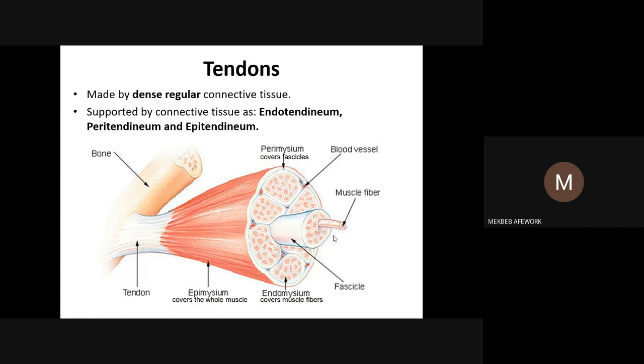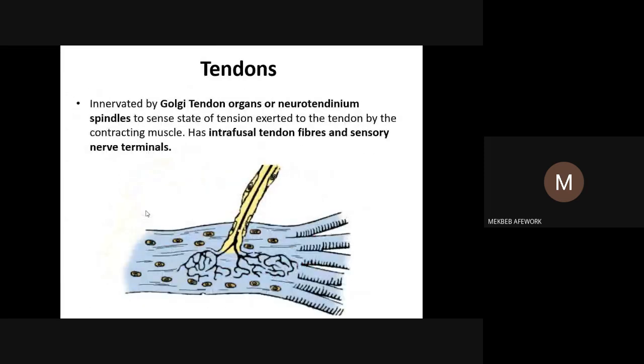This type of special sensation is also found in the tendon. First of all, the tendon is nothing but an extension of the endomysium, perimysium, and epimysium that make the muscle extend and get connected to the bone. So that's what it is. Tendon is a regular dense connective tissue. And this tendon connects the force coming from the muscle contraction to the bone.